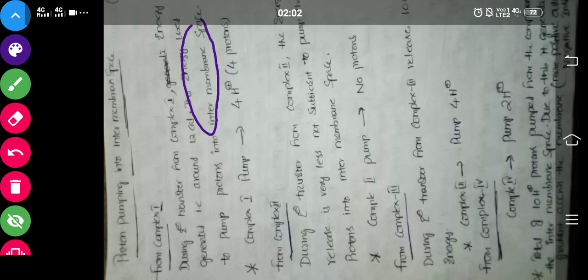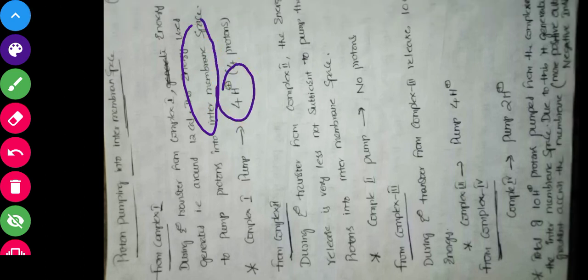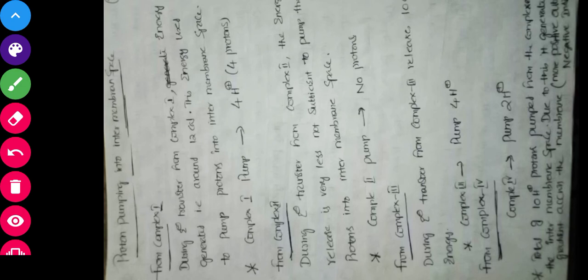When the electrons are flowing, the energy will be developed. What is that energy? In complex 1, it will develop 12 kilocalories. Due to that, it will pump 4 protons into the intermembrane space. Complex 1 is supplying 4 protons, complex 2 supplies no protons because of the low energy, complex 3 supplies 4 protons, and complex 4 supplies 2 protons. Where is it supplying? Into the intermembrane space. Remember guys, this is the intermembrane space.